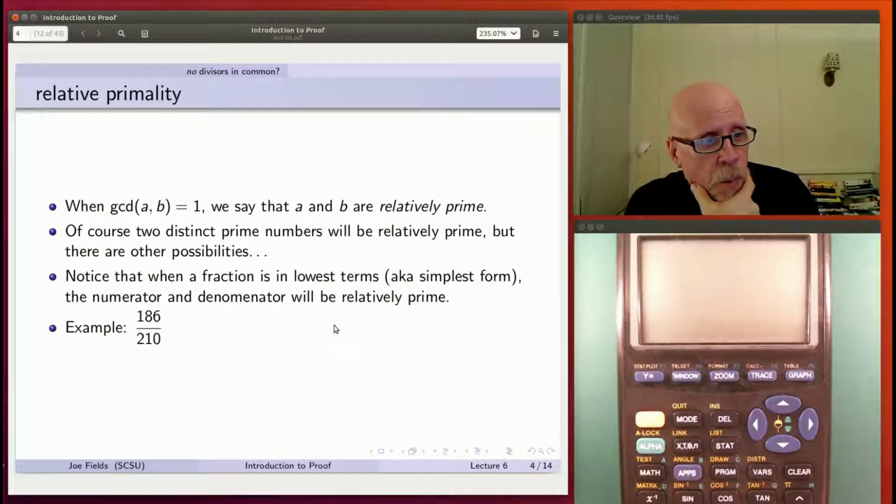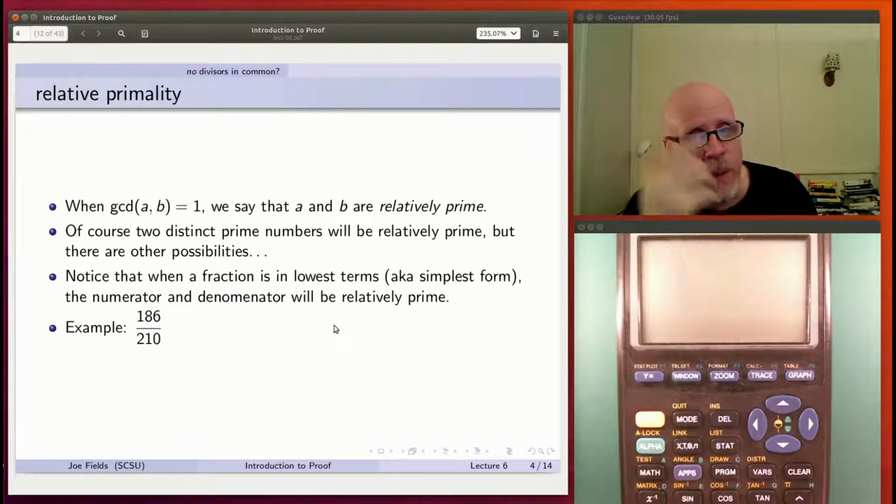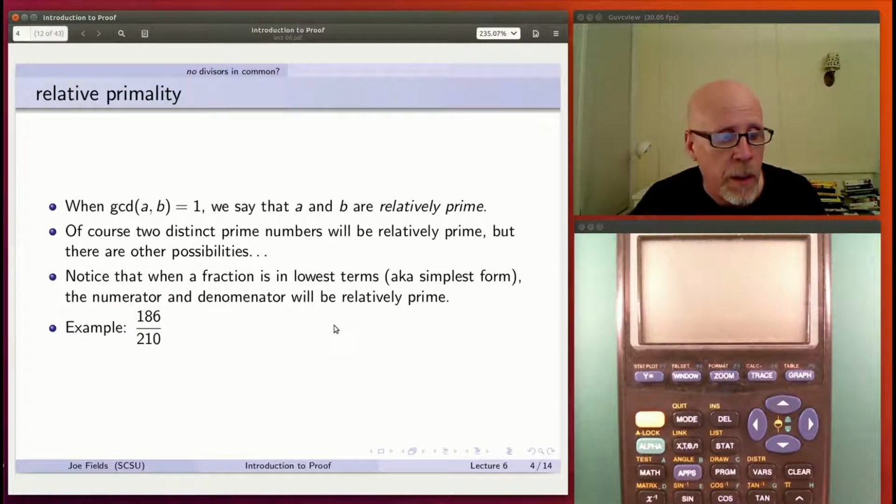So here's an example, 186 over 210. There's a fraction. You can tell that it's not in lowest terms because both top and bottom are even, right? So I could definitely divide them both by 2. I think, let's see, 9, that's 15, and this is 3.